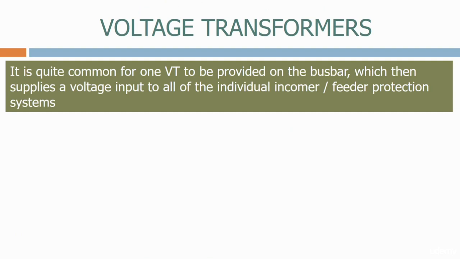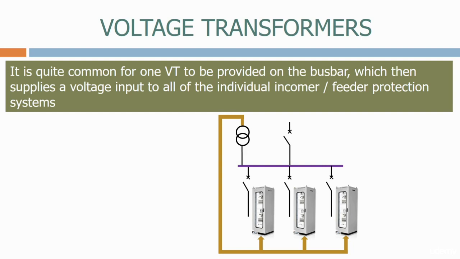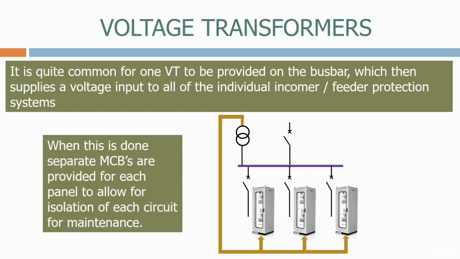It is quite common for one VT to be provided on the bus bar, which then supplies a voltage input to all of the individual incomer and feeder protection systems. When this is done, separate MCBs are provided for each panel to allow for isolation of each circuit for maintenance.